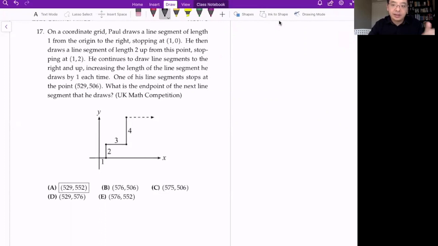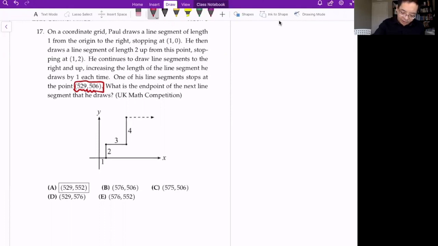Problem number 17. Here we have a zigzag polygon on the coordinate plane. So in the horizontal direction, we go 1, 3, 5. That's all the odd numbers. And along the vertical direction, each time it goes up by 2, 4, 6, all even numbers. The problem says we eventually arrive at a point that's 529 and 506, that's the y coordinate. The problem is, what is the coordinate of the next one after this point?